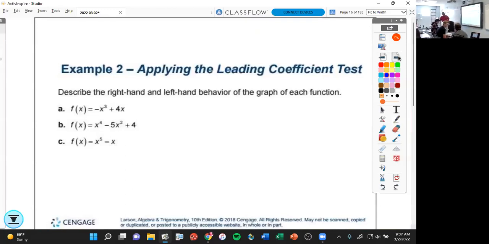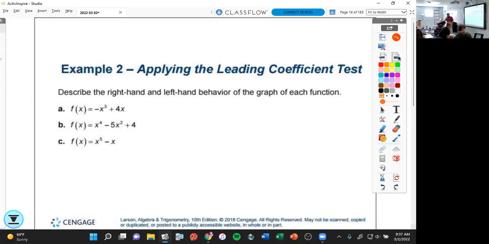We're talking about end behavior only. Letter A. What is the leading term? The leading term, negative x cubed. What is the leading coefficient? Negative 1. What is the degree of the polynomial? The degree is 3. How do we know the degree is 3? That's the highest powered term. I'm just throwing vocabulary, guys.